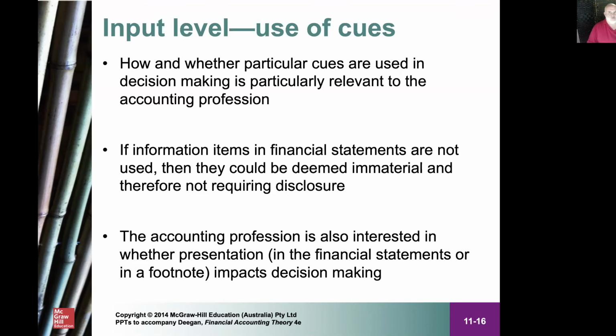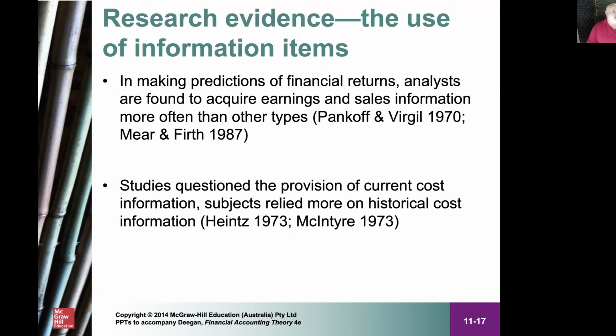Now, what's our evidence? It says here, making predictions of financial returns, analysts are found to acquire earnings and sales information more than other types. So they're interested in things like profits. They're interested in things like sales. Maybe they're not so interested in cash flows, which is what we've often thought they would be interested in. Maybe the balance sheet doesn't have as much importance as perhaps we thought it would.